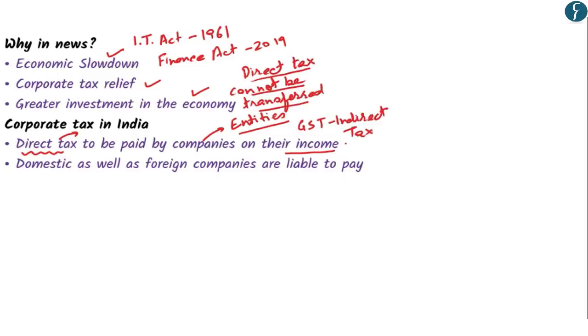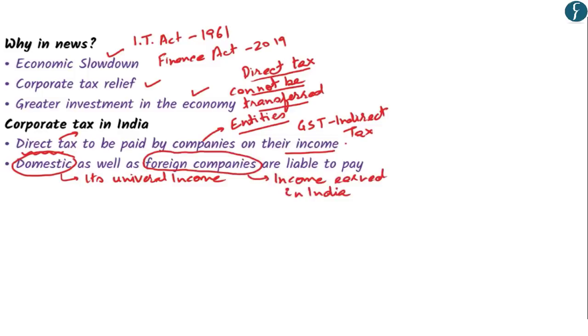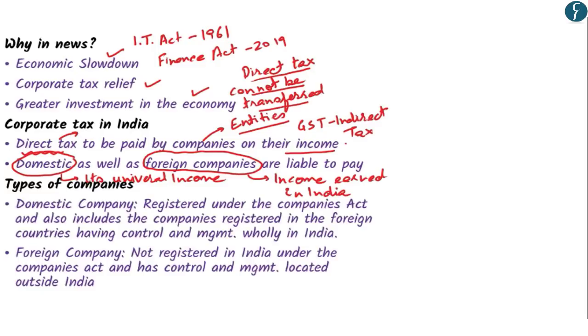Corporate tax has been imposed under the Income Tax Act. Both domestic as well as foreign companies are liable to pay corporate tax in India. While a domestic company is taxed on universal income, foreign companies are liable only for income earned in India. Now we need to understand what a domestic company and a foreign company are. A domestic company is one which is registered under the Companies Act of India, and also includes a company registered in foreign countries having control and management wholly in India.